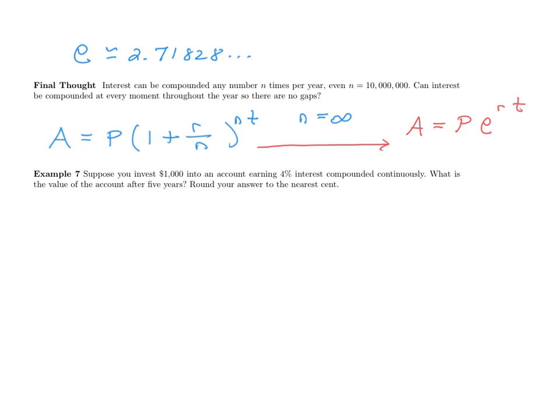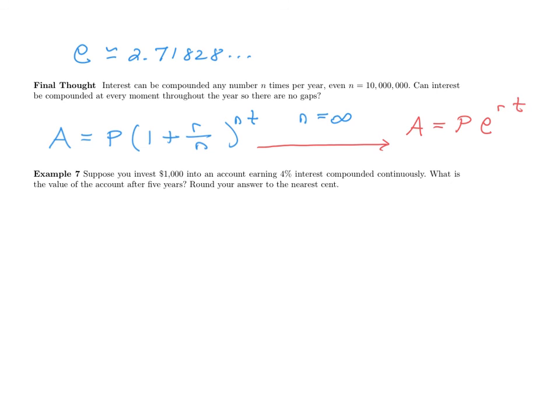E represents this number here. So let's try this formula out in example 7. Suppose you invest $1,000 into an account that earns a 4% interest rate and it's compounded continuously. The terminology for compounding the interest so there's no gaps means continuous. What is the value of the account after 5 years? And we will round our answer to the nearest cent.